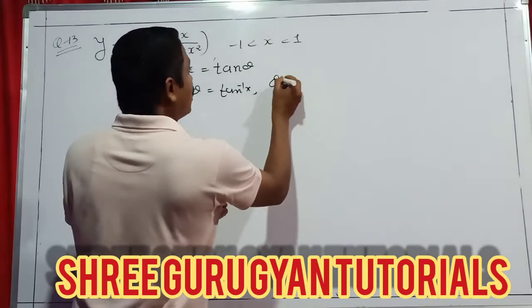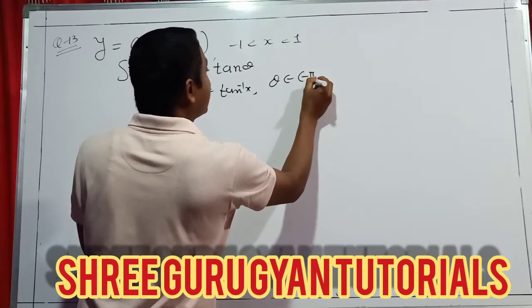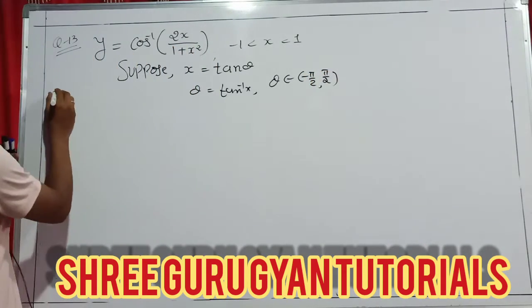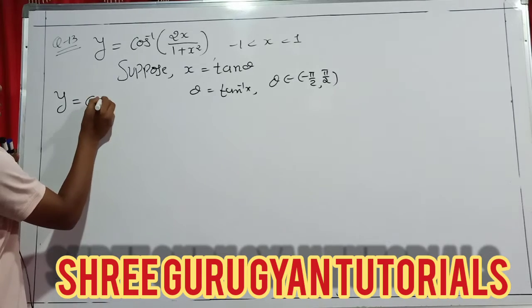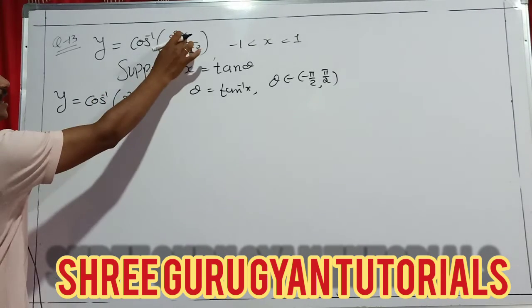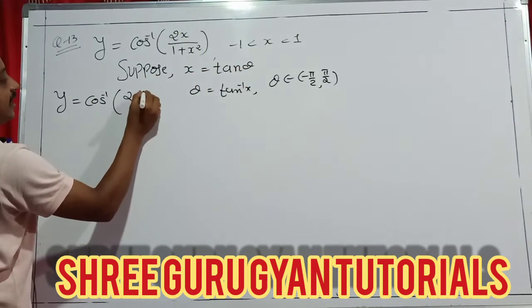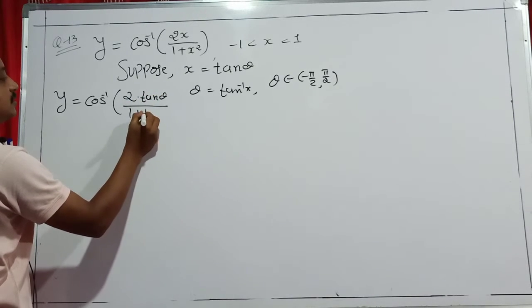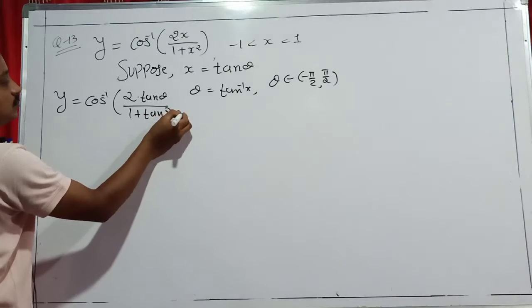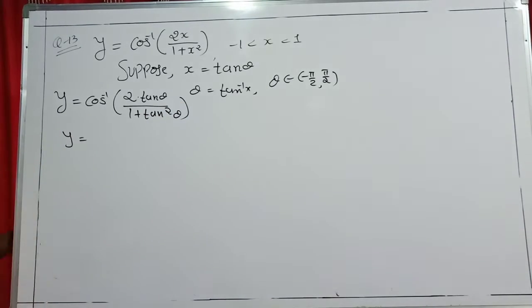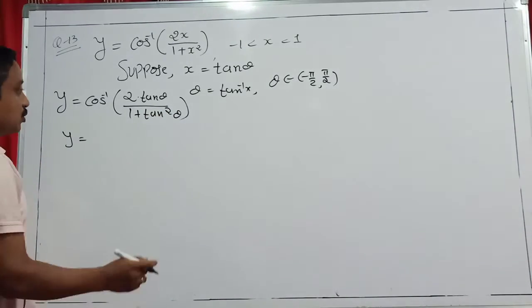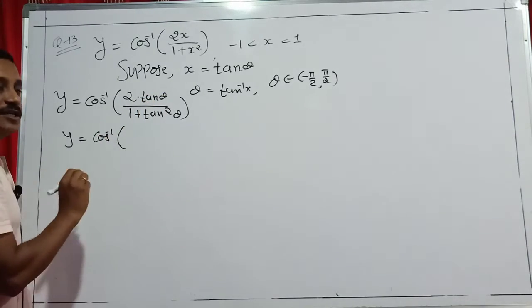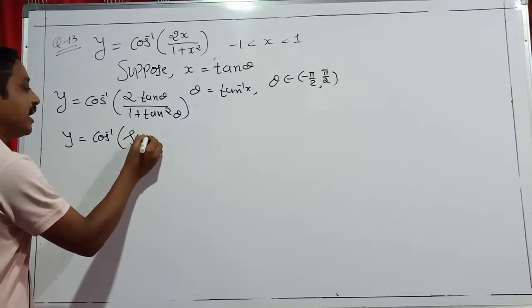And theta belongs to our range, minus 90 to 90. So you get the value of cos inverse of this x value, applying tan theta upon 1 plus tan square theta. So what do you get? Your total value is 2 tan theta by 1 plus tan square theta, which is sine 2 theta.